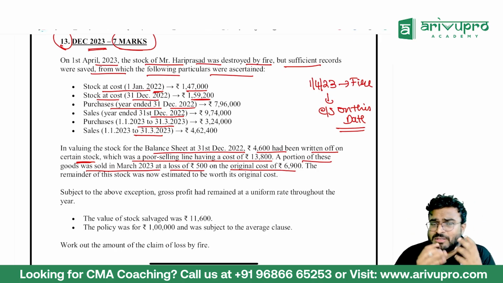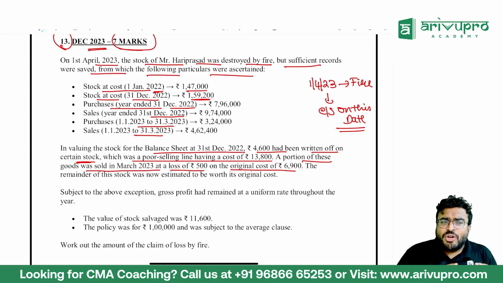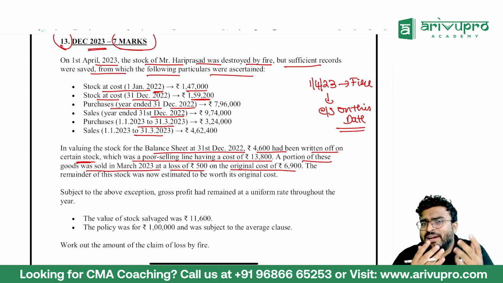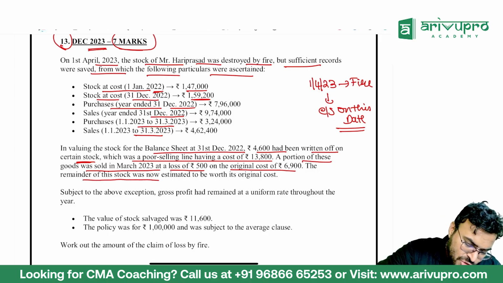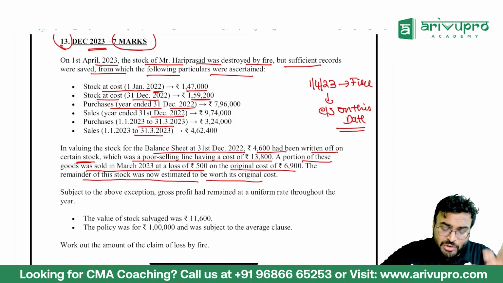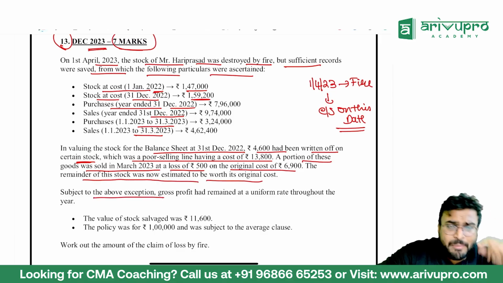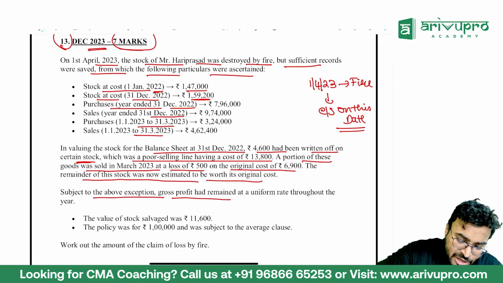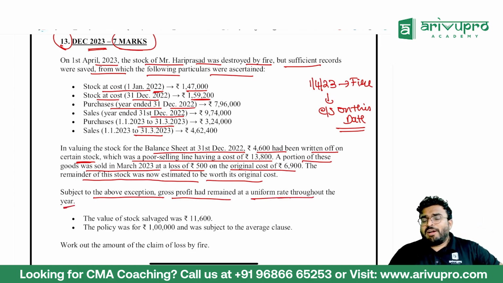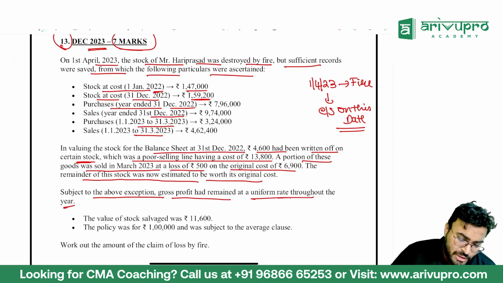This is a very common adjustment in insurance claim, that is slow moving stock. We have reduced the value, then we will sell it at loss. Other than this, everything will sell at profit. The remainder of the stock was now estimated to be worth its original cost, subject to the above exception. Except this exception, gross profit had remained at a uniform rate throughout the year.